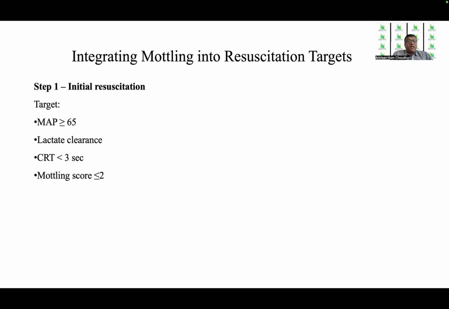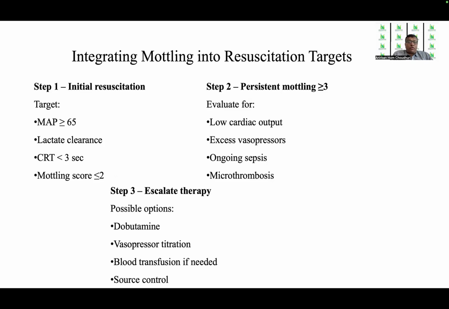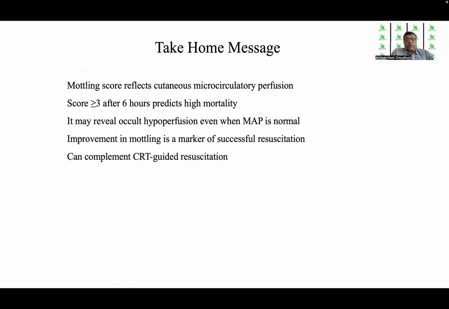Integrating mottling into the resuscitation targets, in the first step, we have to target a MAP of more than 65, lactate clearance, CRT less than 3, and mottling of less than or equal to 2. If there is persistent mottling of more than 3, we have to evaluate for low cardiac output, excess vasopressors, ongoing sepsis, and microthrombosis. And in step 3, we have to escalate. Possible options would be dobutamine, vasopressor titration, blood transfusion if needed, along with source control.